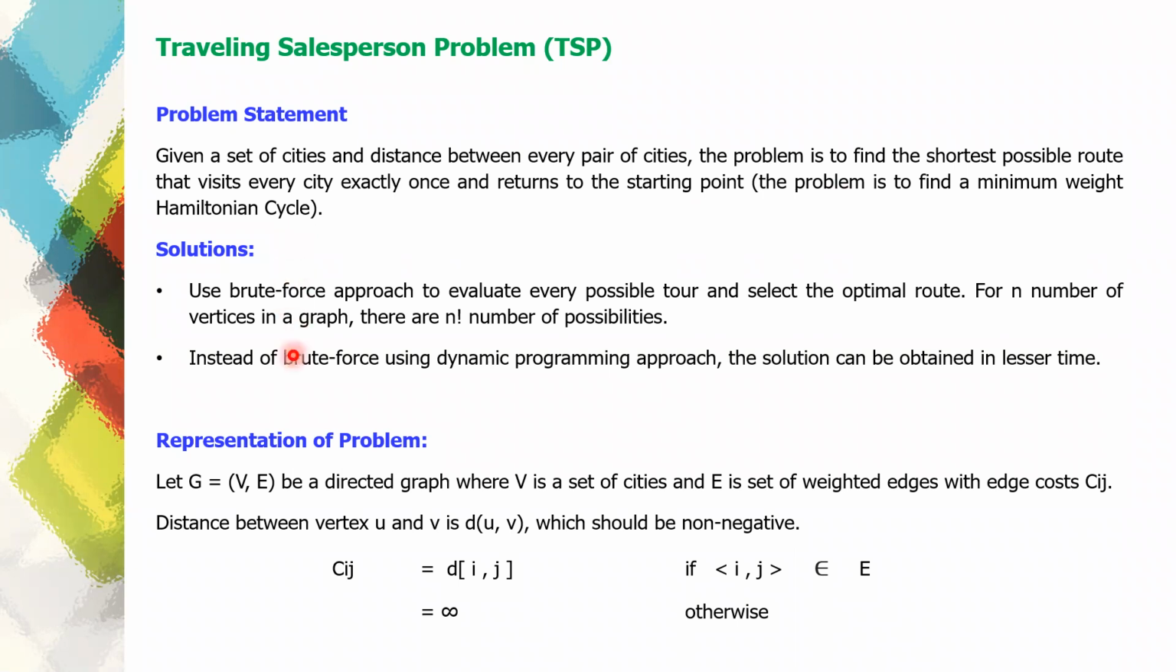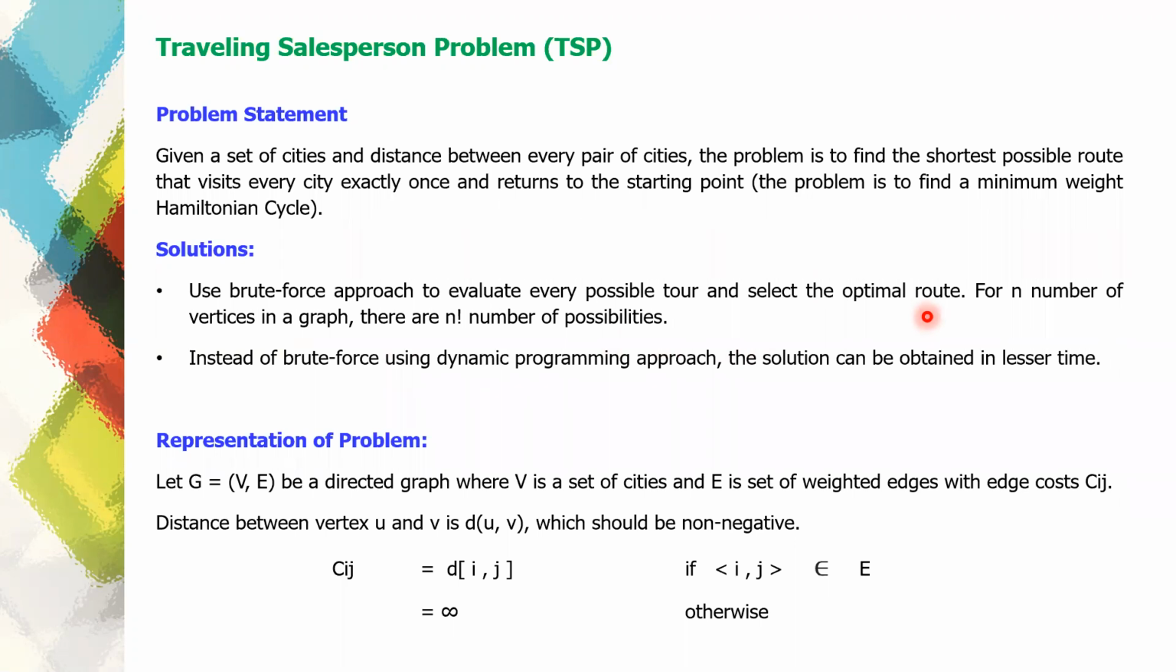Now, there are two solutions, or maybe more, that are possible. For now, I'm going to compare the brute force approach with the dynamic programming approach. A brute force approach is the technique where you find out all the possible routes, and among all the possible routes, find the optimal route. The optimal route is the one with the shortest distance.